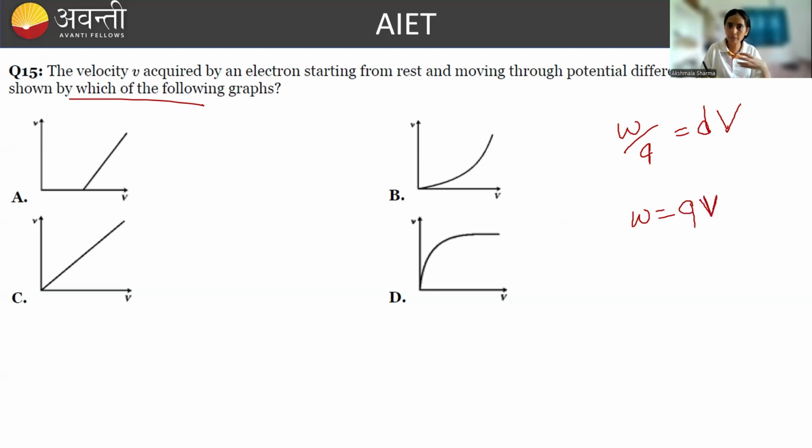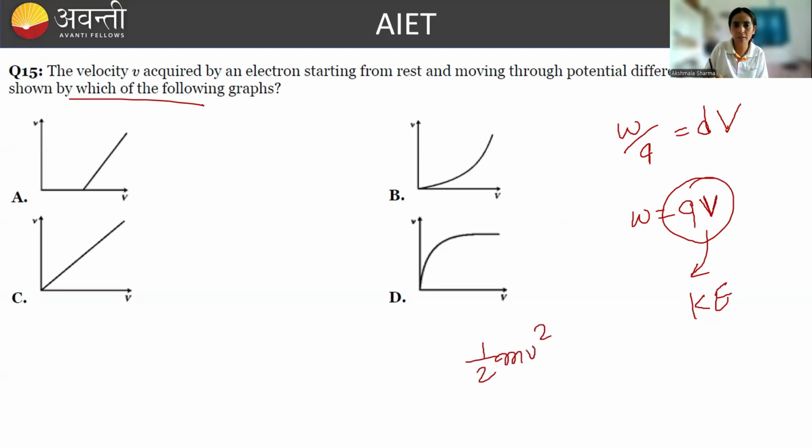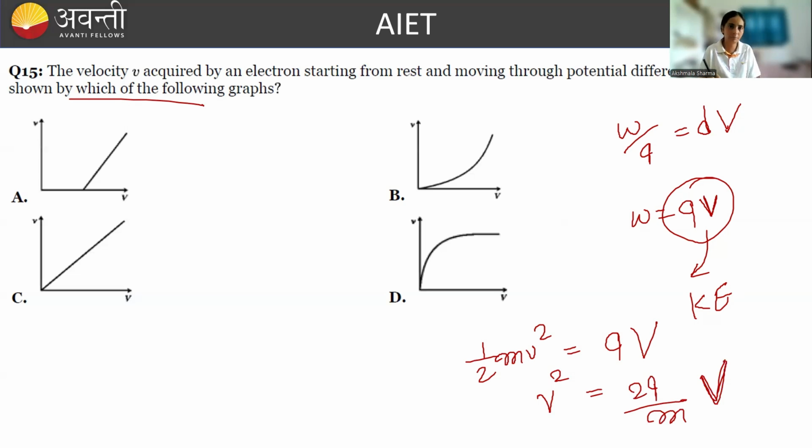QV. And whatever work we do on a charge, that here will appear in the form of kinetic energy. So kinetic energy, that is half mv square, will be equal to Q into potential difference, right? So velocity square is equal to 2Q by m into potential. So what will be the graph between velocity and potential? So definitely this is going to be a parabolic graph. Upward parabolic it will be.